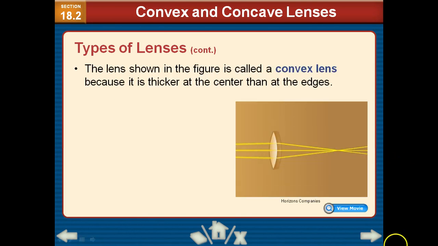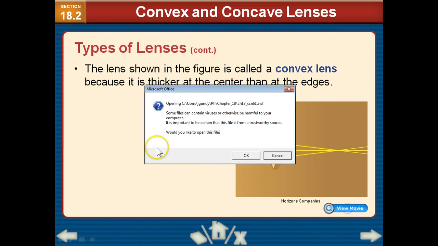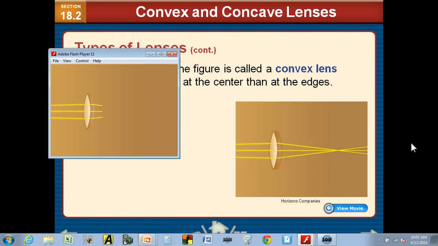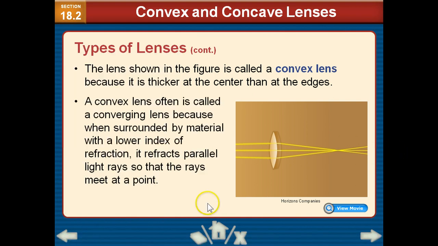So let's take a look at a convex lens that's thicker in the middle. See the rays come in, if the rays come in parallel, then they're going to be focused to a spot out here. This is going to be the focal point of this particular lens. Since this type of lens takes parallel lines and focuses them on a point, we call this converging, coming together. Because when surrounded by material with a lower index of refraction, like air, it refracts parallel rays of light so that the rays meet at a point.